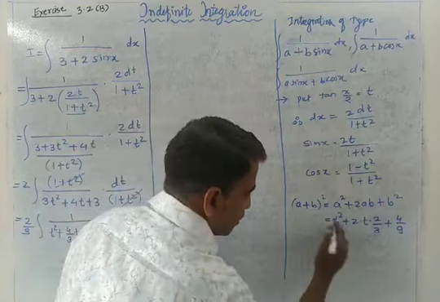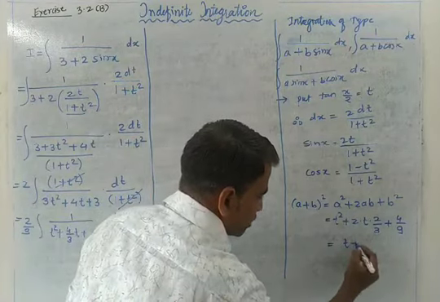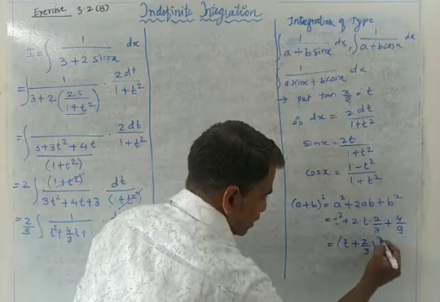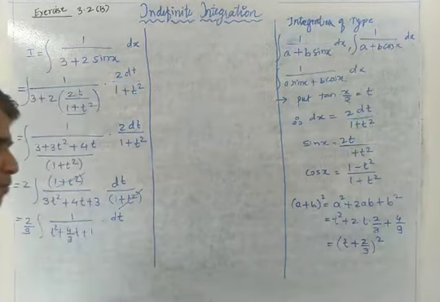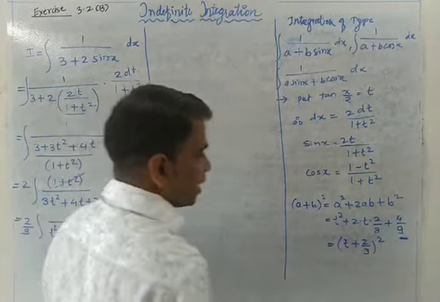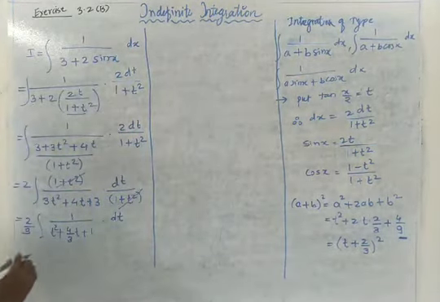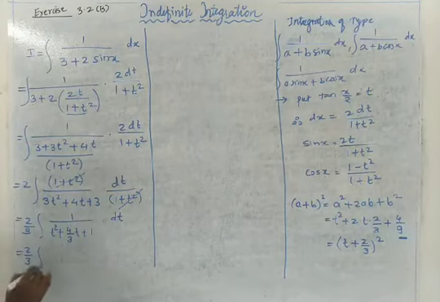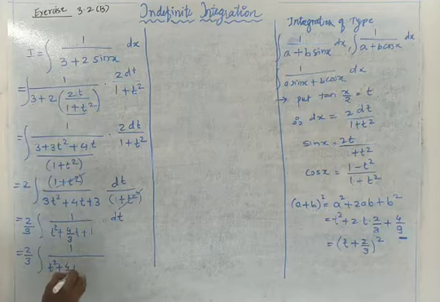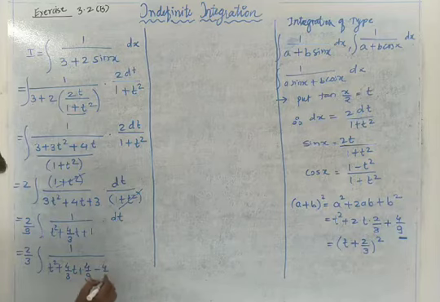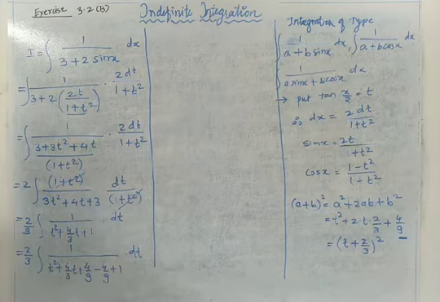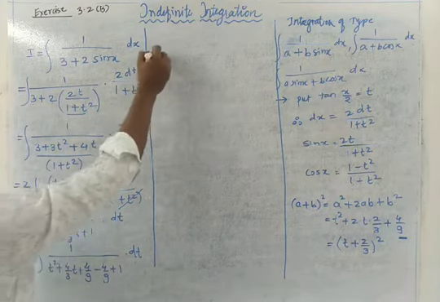And now this is the formula of (a plus b) whole square, that is (t plus 2 by 3) bracket square. Okay, so this is the thing. Which is the third term we have? 4 by 9. So now in this quadratic equation we are going to adjust 4 by 9. So integration of 1 upon t square plus 4 by 3t plus 4 by 9 minus 4 by 9 plus 1 into dt. Now simplify this equation.